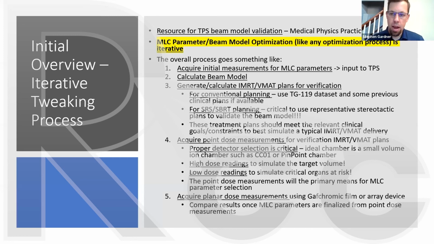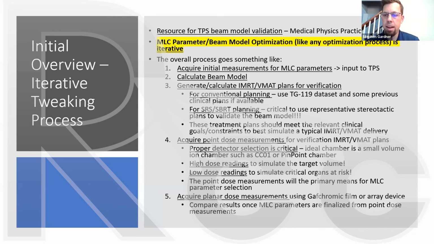So overall, the process is something like this. You acquire the initial measurements for the MLC parameters. In our case, we've been looking at DLG, so we'll measure the DLG. We'll also calculate the beam model, and we'll generate and calculate these IMRT or VMAT plans for verification. One note here is that when you're generating these verification plans for conventional planning, you're going to use your TG119 plans and some previous clinical plans.